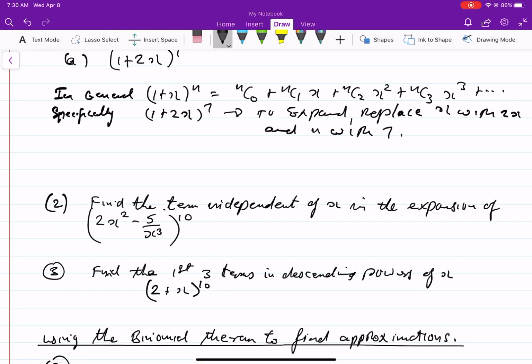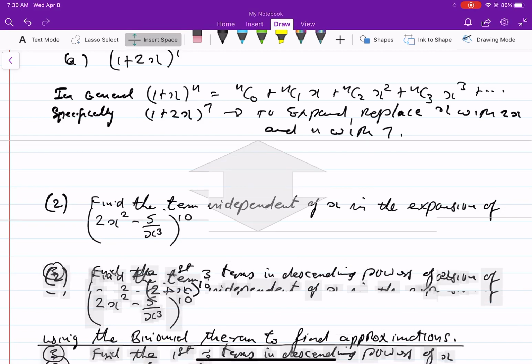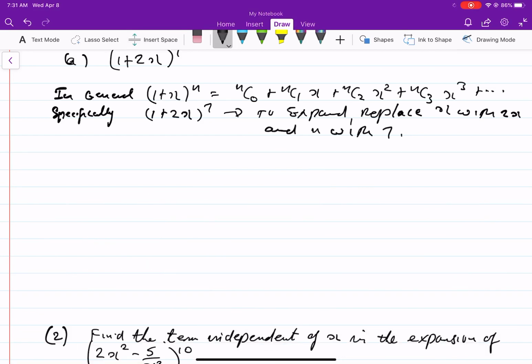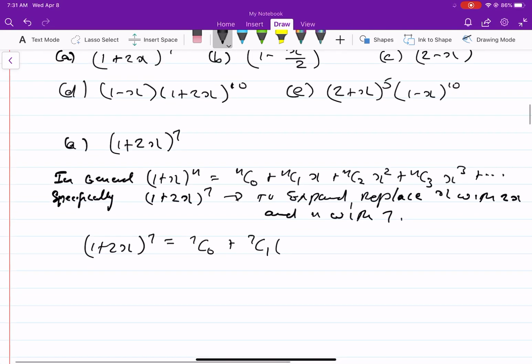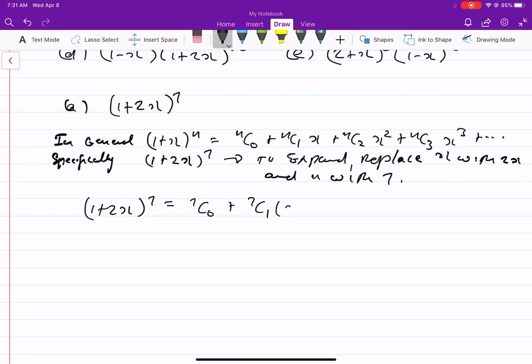So let's see how that works out. (1 plus 2x) all raised to the power 7 is equal to, remember now on the right hand side, I'm replacing n with 7 and x with 2x. So everywhere I see n, I put 7. 7C0 plus 7C1 times 2x plus 7C2 times (2x) all squared plus 7C3 times (2x) all cubed.